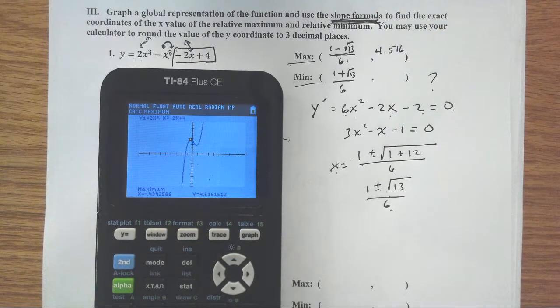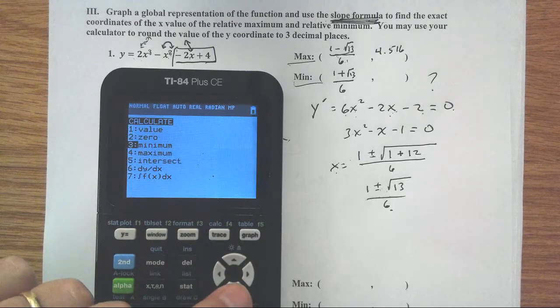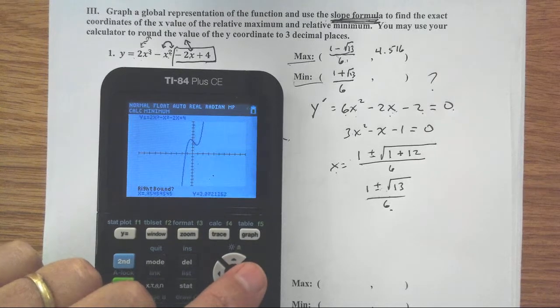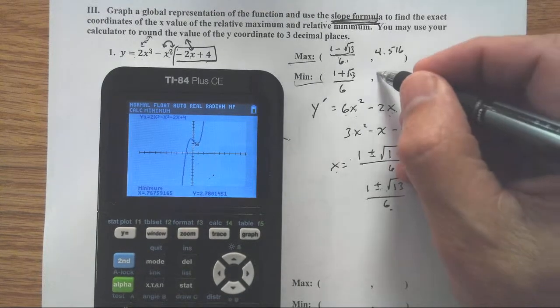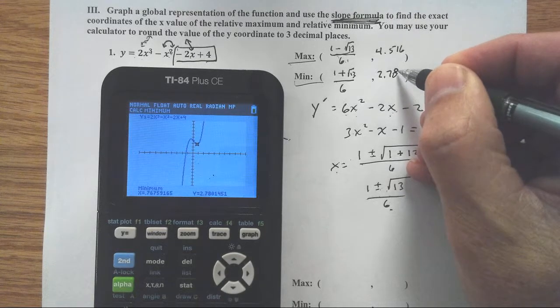Go ahead and find the min. And to 3 decimals, I get 2.7078.